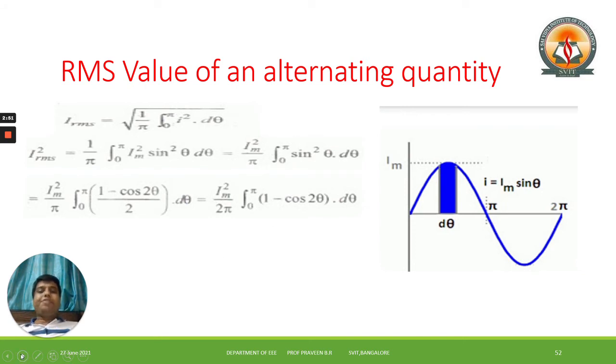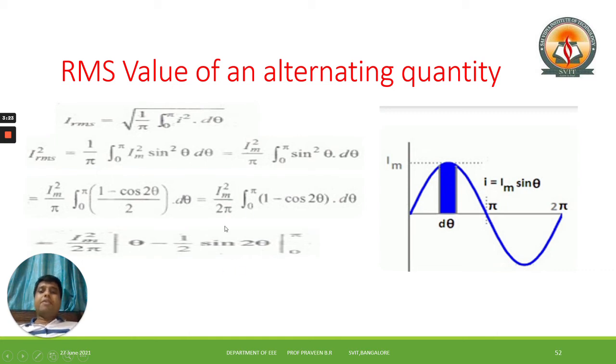So integration of d theta is theta. So I got this as Im squared by 2 pi outside. Integration of d theta is taken as theta, and I'll write 1 by 2 as it is. Integration of cos 2 theta is sin 2 theta divided by 2. So sin 2 theta divided by 2. I replace theta by upper limit minus lower limit. So in the place of theta, pi minus 0 is pi. I write it as pi minus 0.